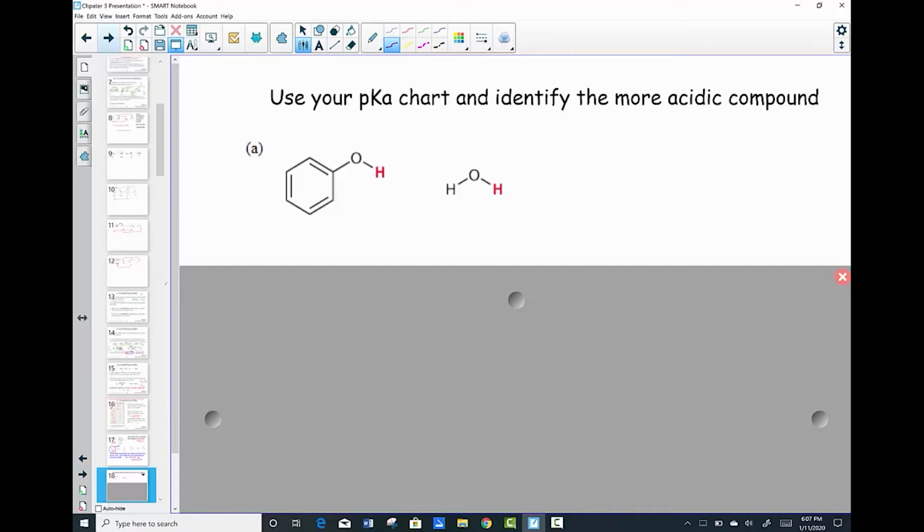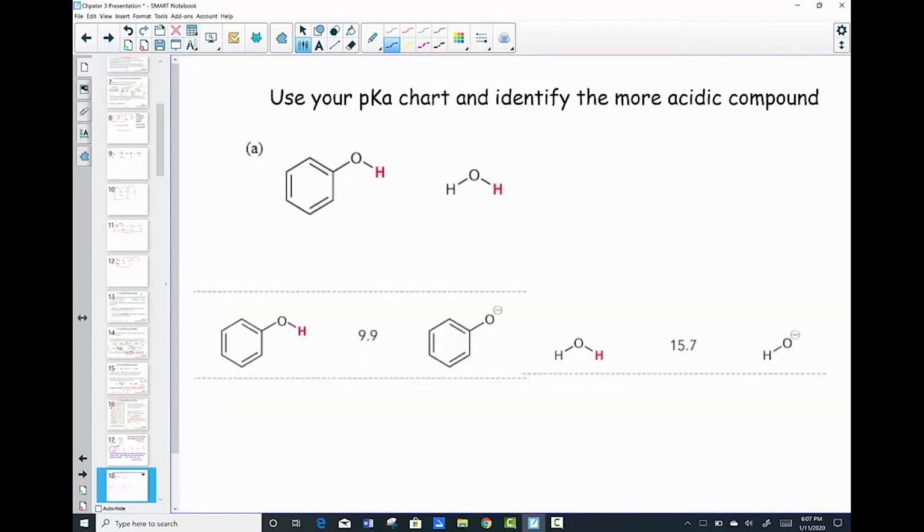Okay, so that means you're back and you've got an answer. Let's see if it matches mine. Using my pKa chart, I found the alcohol group that's a direct attachment to the benzene ring, called phenol, has a pKa of 9.9. I then went to the pKa chart and found that for water, it's 15.7. The stronger acid has the lower number.